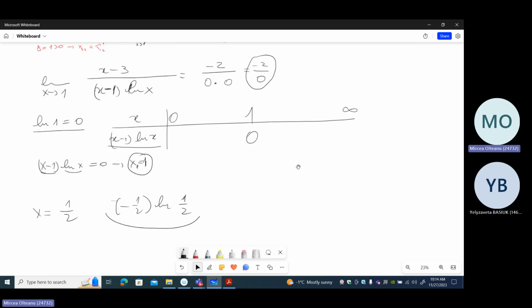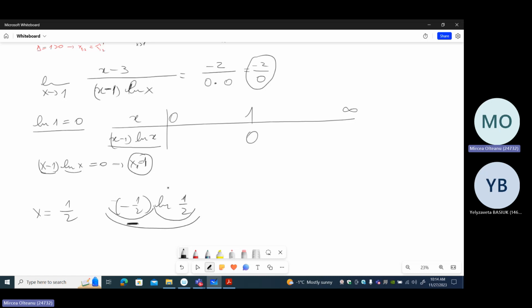Minus 1 over 2 is negative, yes? So minus 1 over 2 is negative. This is negative. Is the logarithm of 1 over 2 positive or negative? We must know the sign of the function logarithm of x.